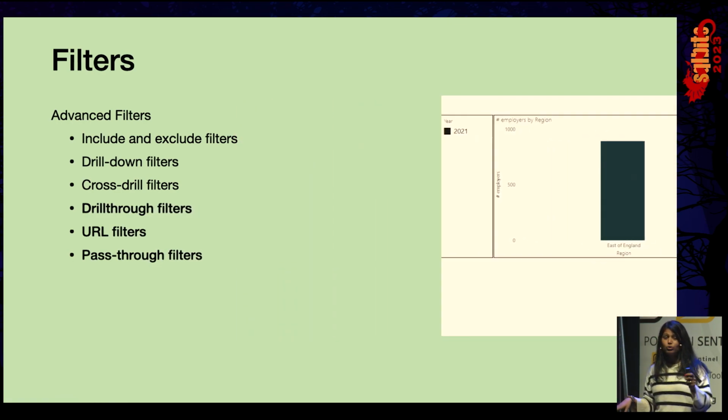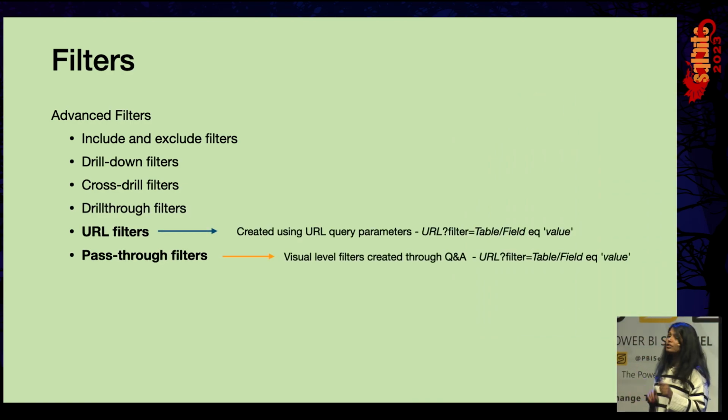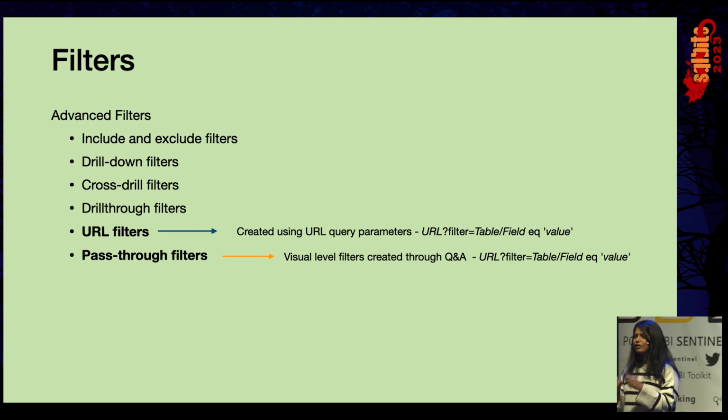The next two things not many people use are the URL filters and the pass-through filters. Probably pass-through filters are not really in our control, but the URL filters are. How many of you use URL filters? Again, very few. So for example, you have the report page and you have a URL. On top of the URL, you could append the filter with the table name and the field name that you want to filter on.